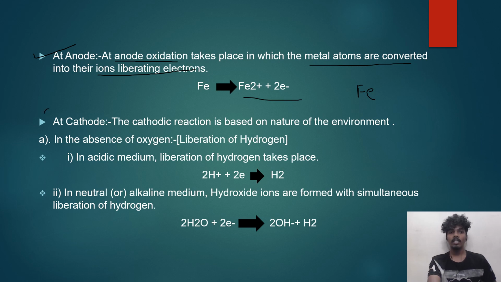At cathode, it is based on the nature of the environment. First, let's see in the absence of oxygen. In the absence of oxygen, there are two different types. First, in acidic medium, the liberation of hydrogen takes place. Here is the chemical reaction for it: 2H+ plus 2 electrons gives H2. In neutral or alkaline medium, hydroxide ions are formed with simultaneous liberation of hydrogen: 2 molecules of water plus 2 electrons gives 2OH- plus H2.